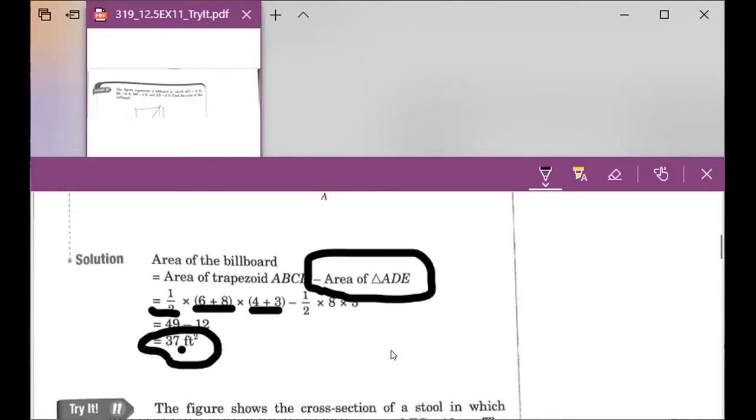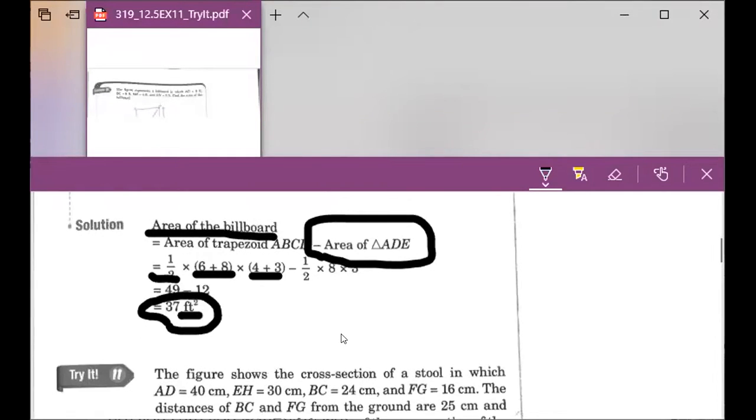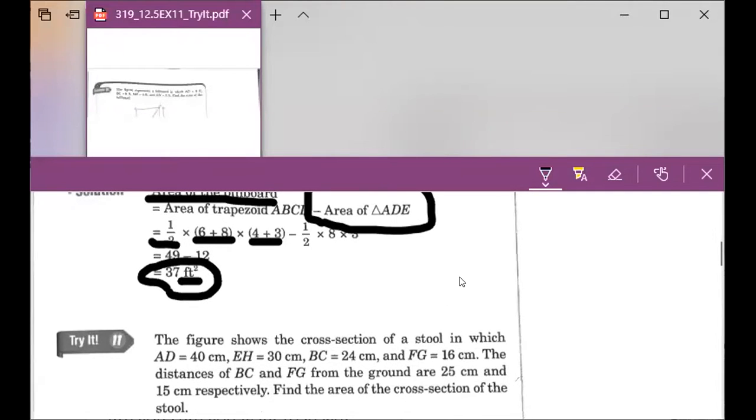I keep reminding everyone, when you do the calculation for area of any figures, you need to include the unit to the power of 2. This is 37 feet to the power of 2. So this will be the unit for the area of this billboard, okay? If you have no question, please give me 0 on the group chat.